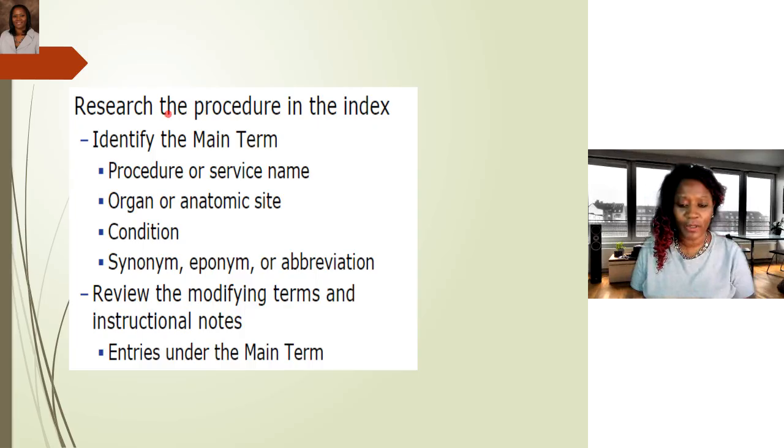So now we're going to look up our code. How do we find things in the index? First thing we want to do is research the procedure in the index. How do we do that? We're going to identify the main term: the procedure or service name, the organ or anatomic site, the condition, synonym, or abbreviation. Any of those variations we can use to find the main term for that particular CPT code.